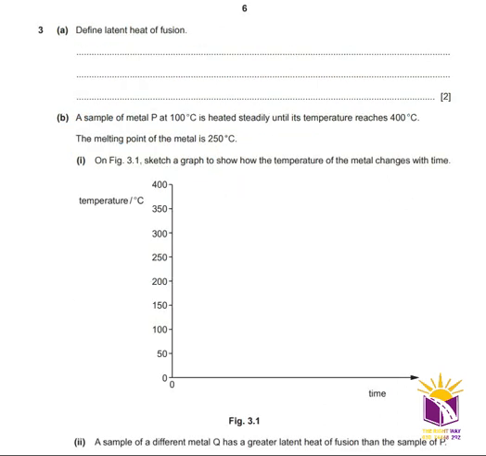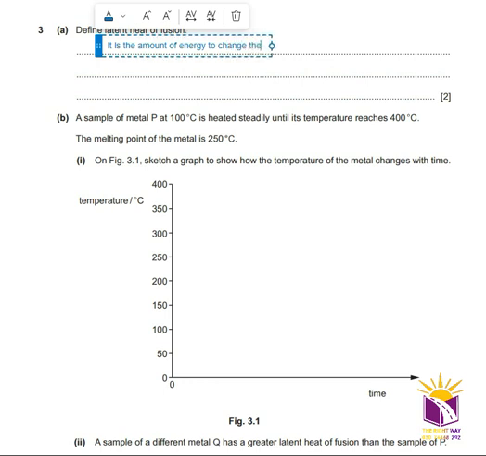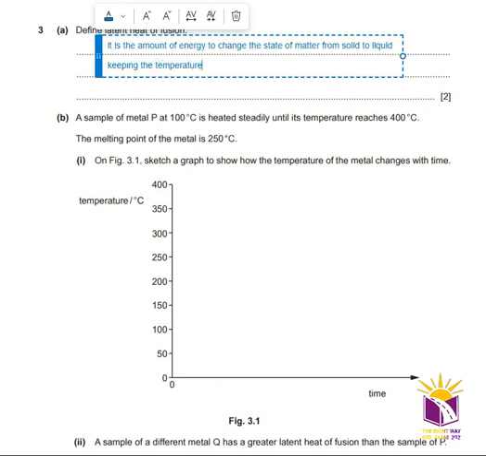Question number 3. Define latent heat of fusion. It is the amount of energy to change the state of matter from solid to liquid, keeping the temperature constant. It is the amount of energy needed to change the state of matter from solid to liquid without changing its temperature, or keeping the temperature constant.